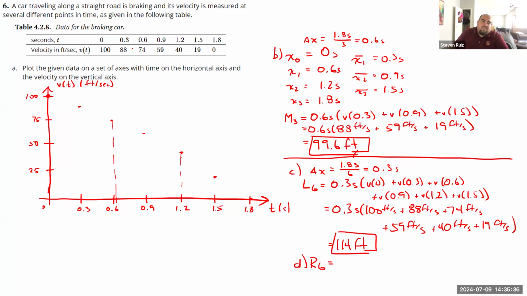So essentially, instead of sampling the first 5 velocity values in this table, I'm going to be sampling the last 5. So there's some overlap, but you might expect correctly that the distance here is going to be lower. So let's go ahead and do that. 88 plus 74 plus 59 plus 40 plus 19 plus 0 multiplied by 0.3, I get 84 feet. So those are 2 of the sums I was asked to compute in part C.